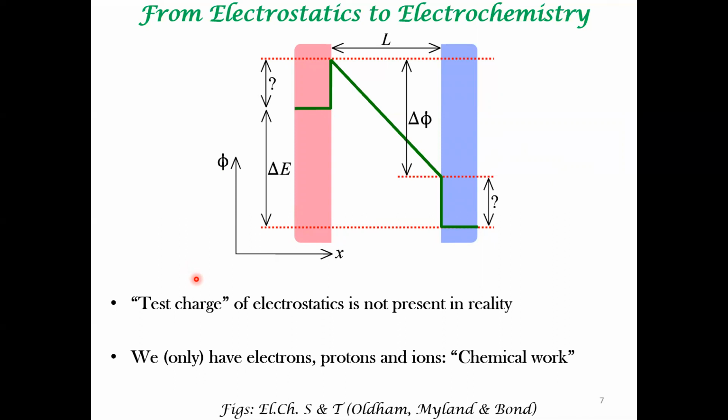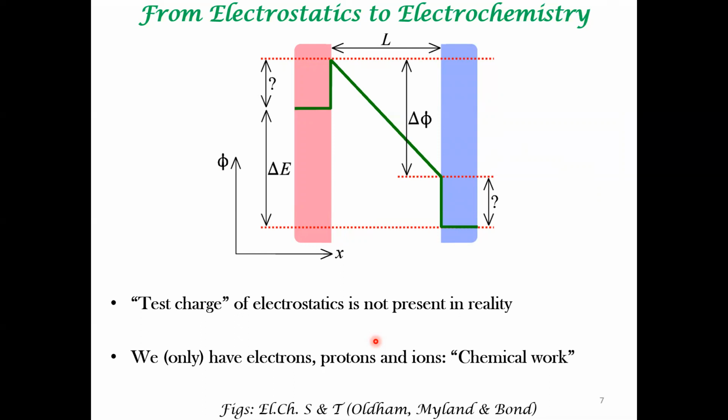It cannot be represented in the experimental system that you use in your laboratory. These are the real systems over which you take measurements. In these real systems, you really do not have a test charge. So the protons and ions which are present in electrochemical systems interact with the chemical environment. The energy of the proton is crucially dependent upon the chemical environment.